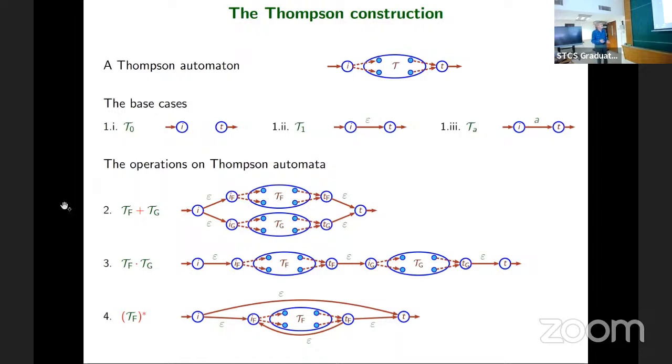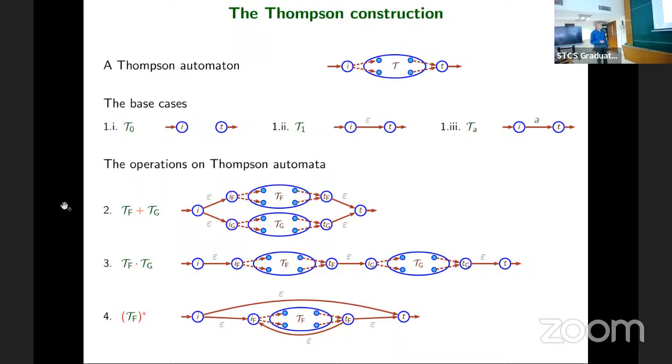And a Thompson automaton is an automaton where there is one initial state where no transition arrives, a final state where no transition goes out, okay? And something in between that may have epsilon transitions or transitions with letters. And you have three base cases: the Thompson automaton that recognizes the empty set, the Thompson automaton that accepts the empty word, and the Thompson automaton that accepts the language reduced to one letter.